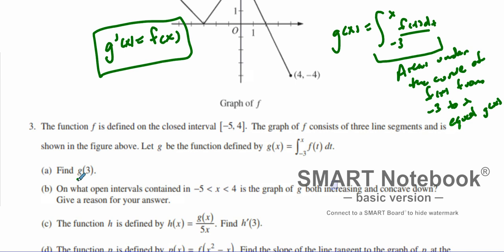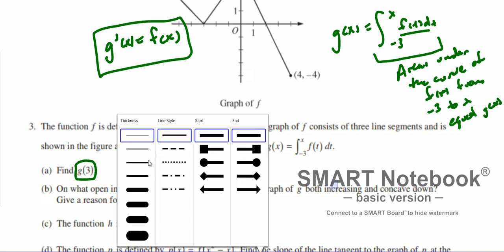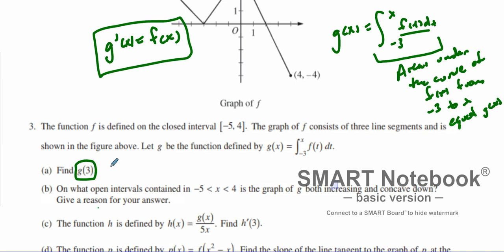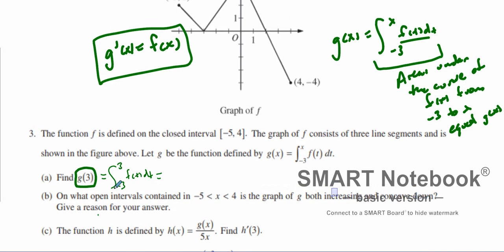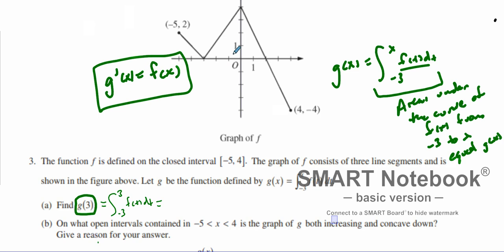So we're asked to find g of 3. When you're given a problem like this, we plug in 3 for x, and g of 3 should equal the integral from -3 to 3 of f of t dt. That means we're finding the area, because remember, integrals mean area. The area from -3 to 3 of this function.